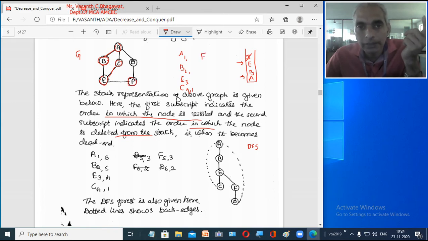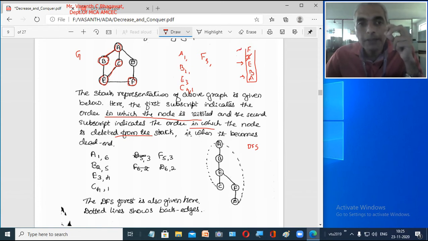Now F was which node? It was the fifth node. F was the fifth node which you have visited, so we'll write it as 5 comma. Now F you are visiting, so you push F into your stack. In your stack you push node F. Again the pointer will be pointing here. From E you came to F.